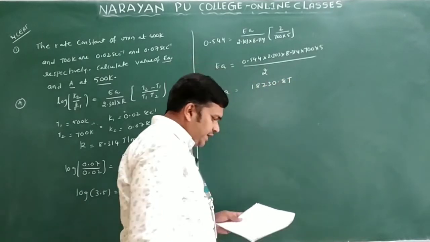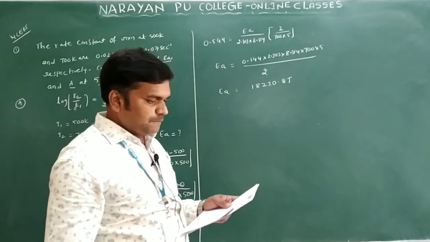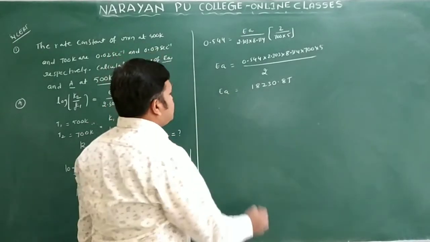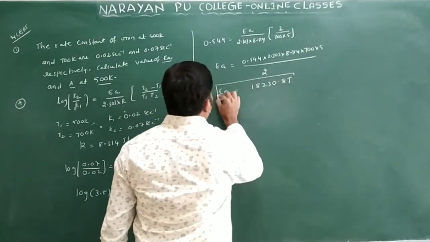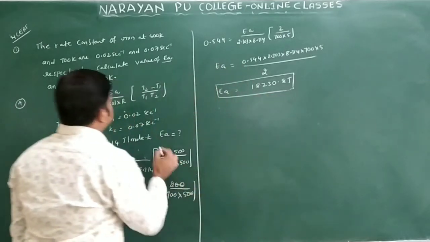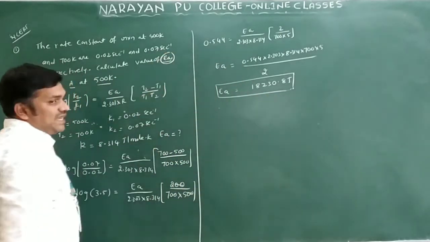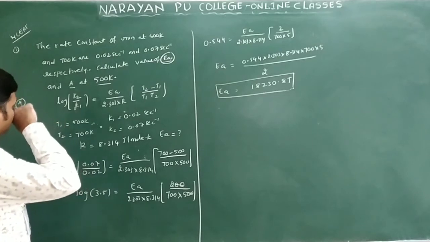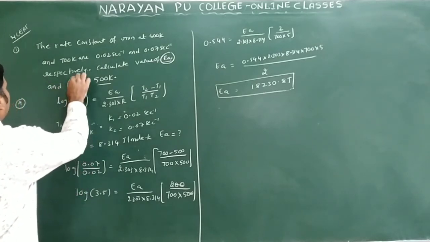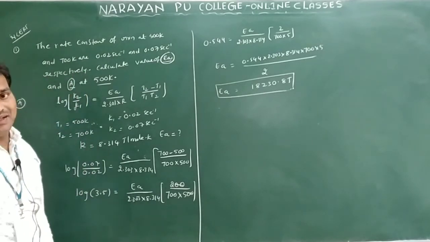18230.8 joules. So this is the activation energy for the reaction. The first part is completed. Now the second one, what are they asking? They are asking: calculate the value of A at 500 Kelvin.